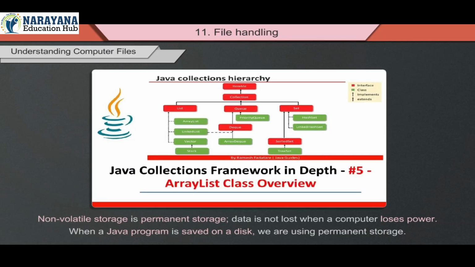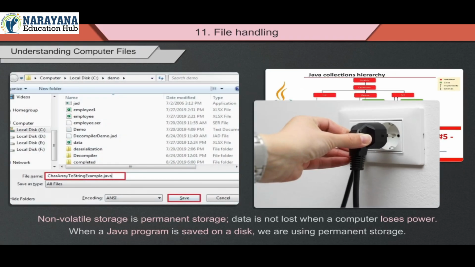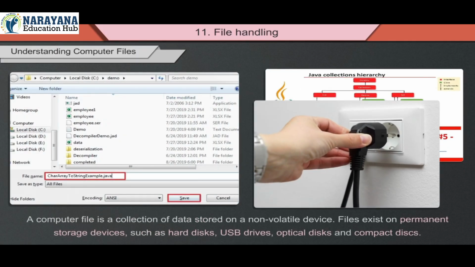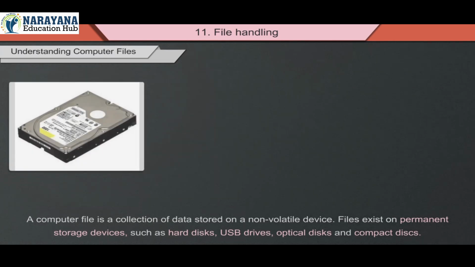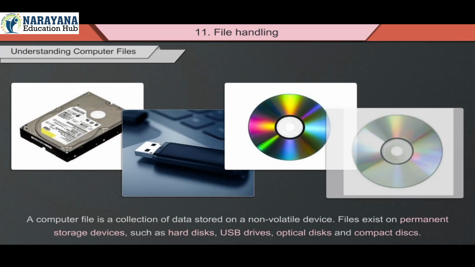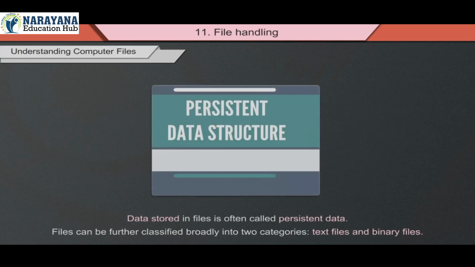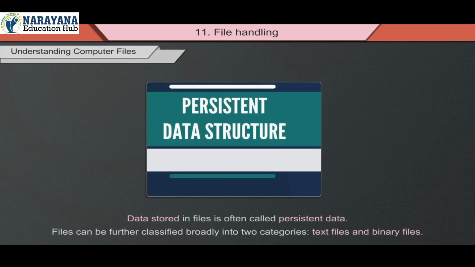Non-volatile storage is permanent storage. Data is not lost when a computer loses power. When a Java program is saved on a disk, we are using permanent storage. A computer file is a collection of data stored on a non-volatile device. Files exist on permanent storage devices such as hard disks, USB drives, optical disks, and compact disks. Data stored in a file is often called persistent data.